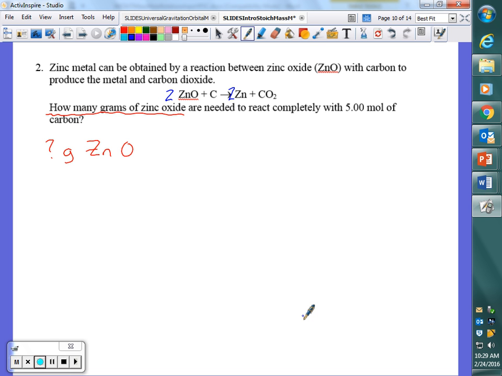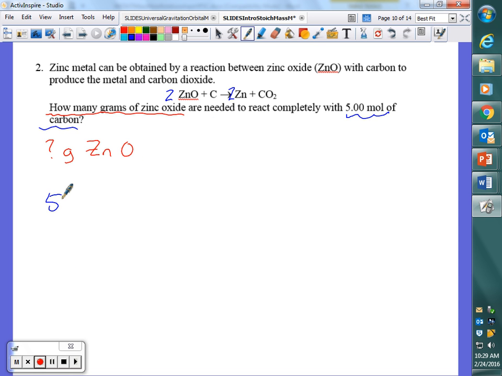I already done it, bro. I already balanced. Now we've got to do the conversion phase. 2 ZnO plus C. Okay, yeah, 2 moles Zn. 1 mole of carbon.